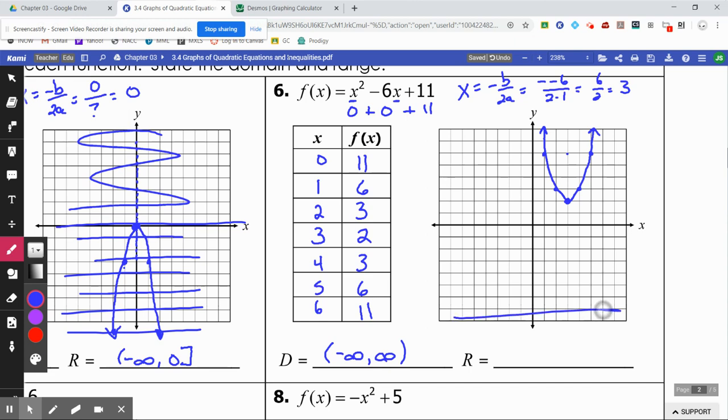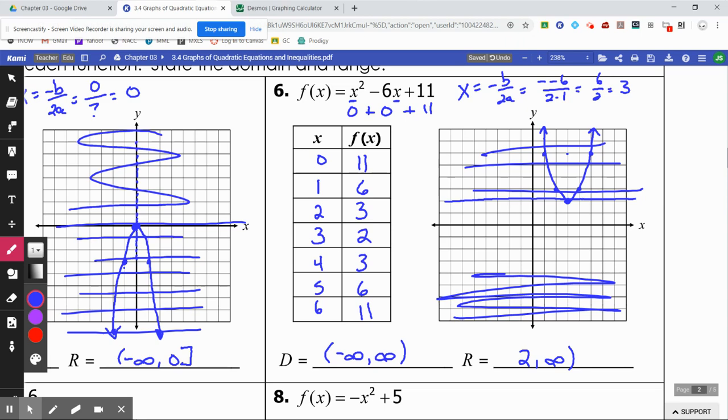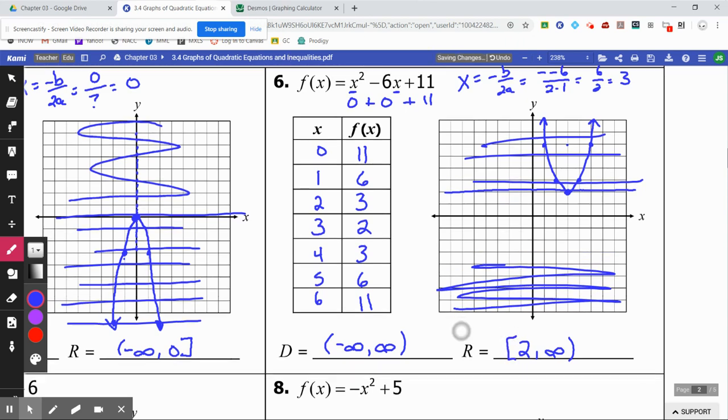Your range, however, notice there's no graph. Your graph does not start until you hit your vertex. That y value is going to be 2. Then it goes forever. So 2 to infinity would be your range. Since 2 is your vertex, it is a dot on your graph, so let's include it.